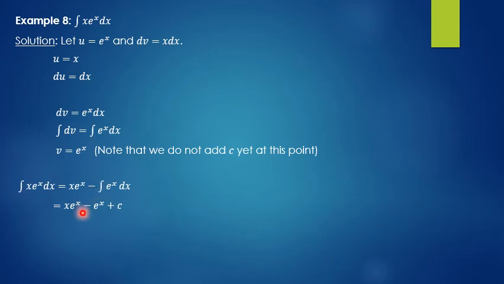So if we solve that, the integral of e to the x dx is simply e to the x. Now this one here, we will not be integrating this. This is already as is. So we get x e to the power x minus e to the x plus c, and it would be more elegant if we would factor out e to the x, then multiply it to x minus 1 plus c.